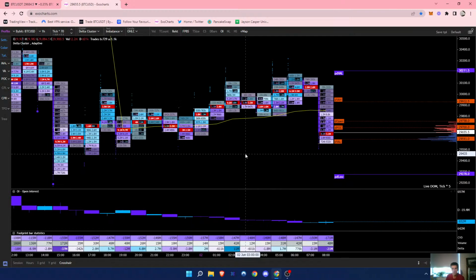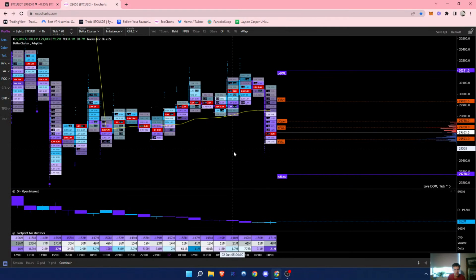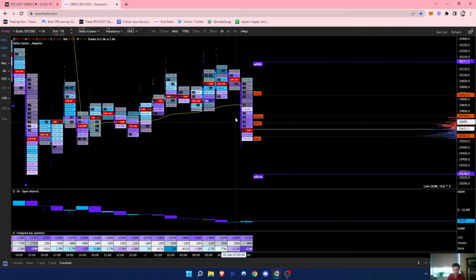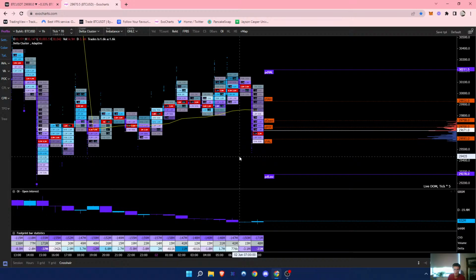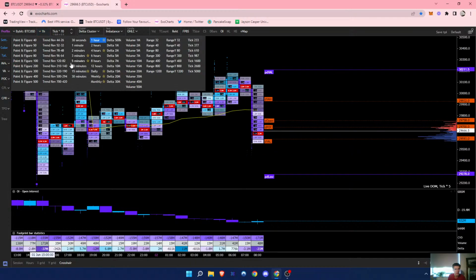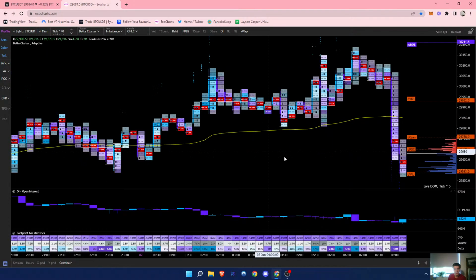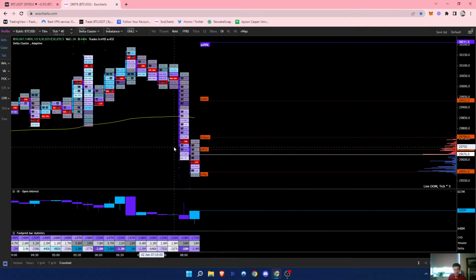So I'd say this is slightly bullish in a way. However, as we are dropping down here, you can see that open interest is increasing, but I wouldn't really get too serious about that. Next, I'll drop down to the 15 minute.